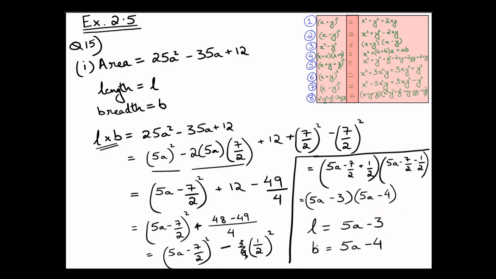I could have also written the breadth as 5a minus 3 and length as 5a minus 4. The only caveat over here is usually the length is the longer side of the rectangle than the breadth, and obviously 5a minus 3 is a bigger value than 5a minus 4 out here, and hence I have taken this to be the length and this to be the breadth, and that's my solution.